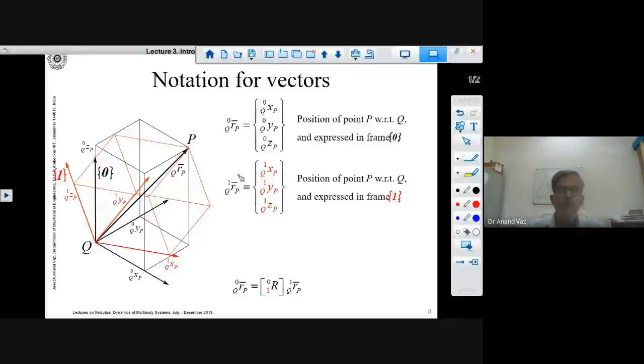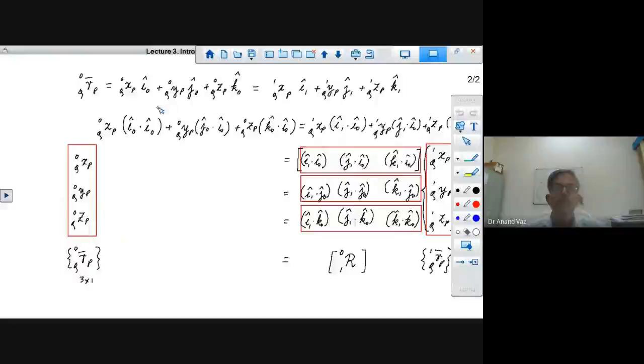We also saw yesterday that these two representations of the same vector are related through a transformation, which is called the R matrix. And the transformation is relating from frame 1 to frame 0. Then we set about working out the relationship. What are the components of this transformation? And this is what we got. We will analyze this part a little later.